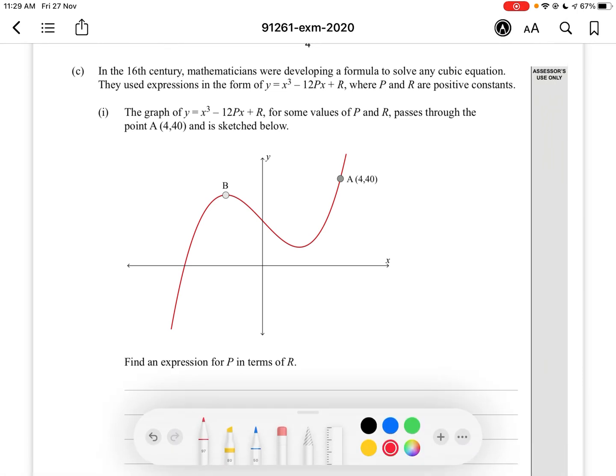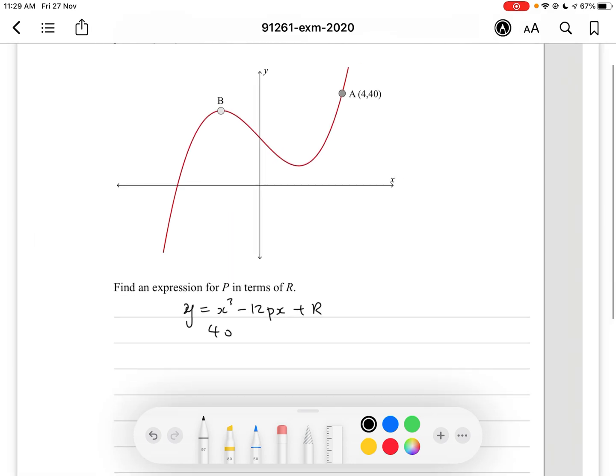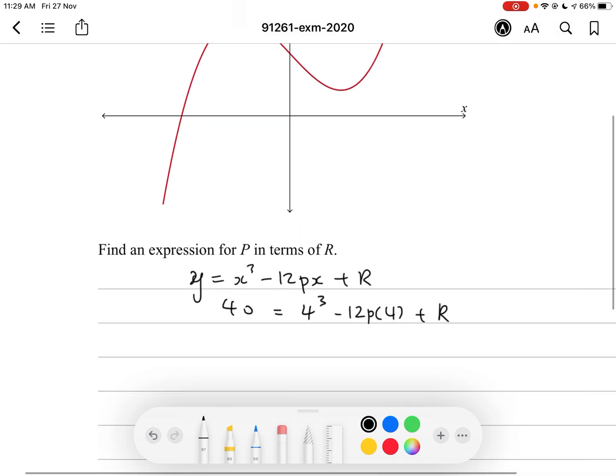Since the cubic passes through the point (4, 40), we can substitute x equals 4 and y equals 40, and that should give us a very clear expression for p in terms of r. So we just write out our formula again. We have y equals x cubed minus 12px plus r, and we know that y equals 40 when x equals 4. So 40 equals 4 cubed minus 12p times 4 plus r.